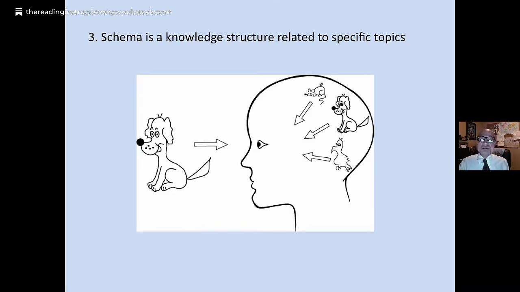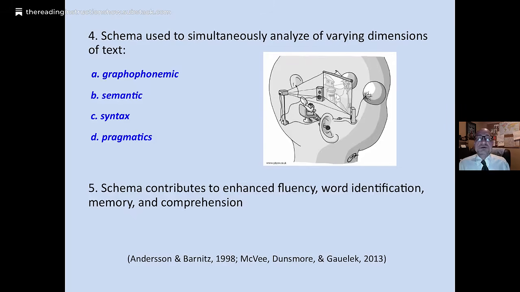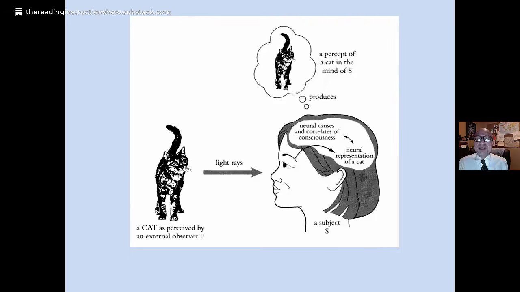Now, a schema is a knowledge structure related to specific topics. It's like a file folder in our head. We use this to help us understand both what we read and what we perceive. So, schema is used to simultaneously analyze various dimensions of the text while we are reading. And you see the different dimensions there: semantic, syntactic, and pragmatics, as well as graphophonemic information. So schema contributes to enhance fluency, word identification, memory, and comprehension. We use what's in our head to make sense of what's on the page. What's in our head, what is on the page.